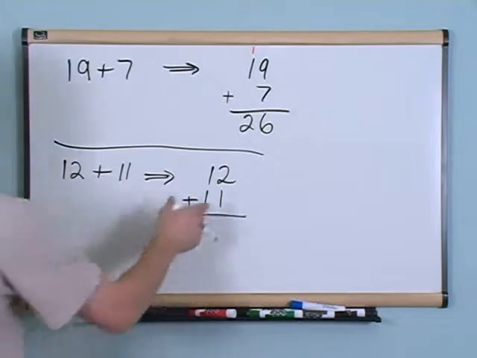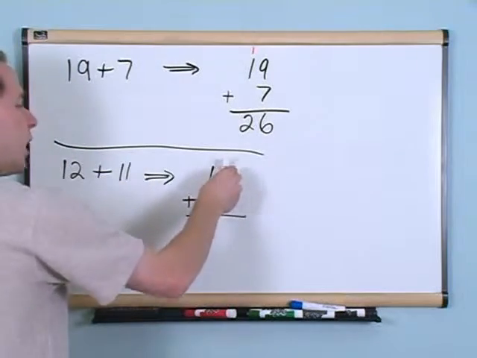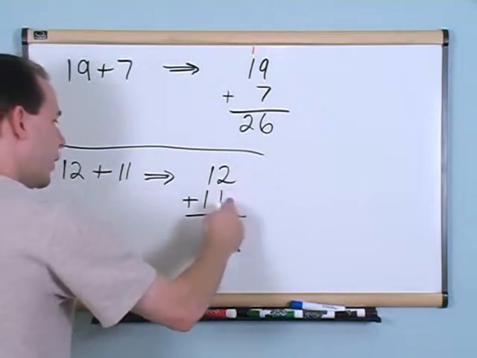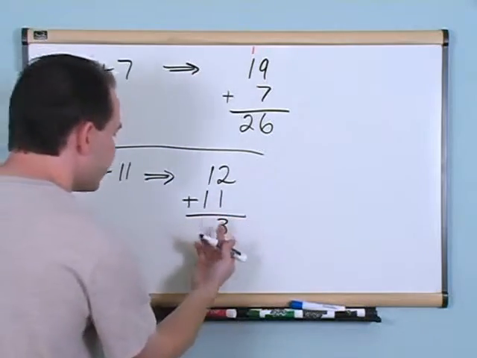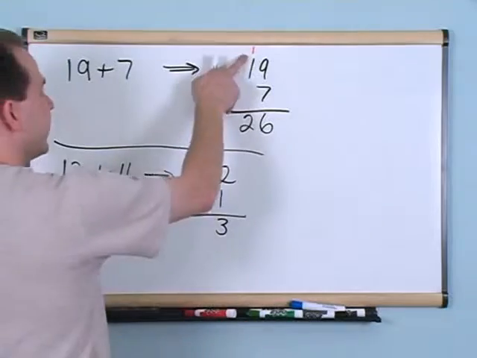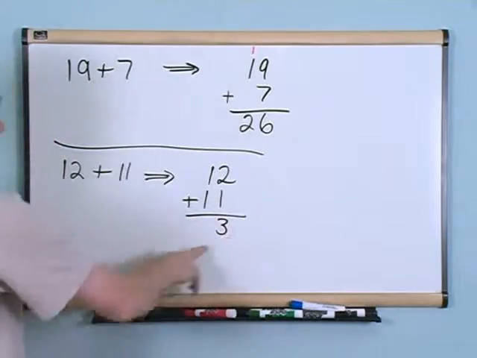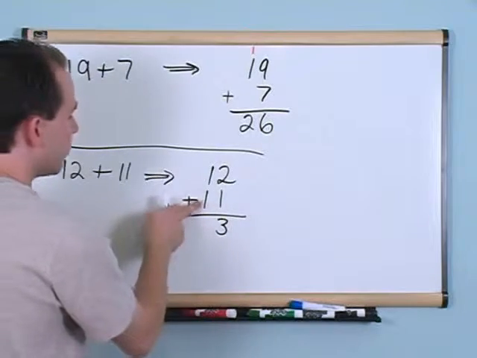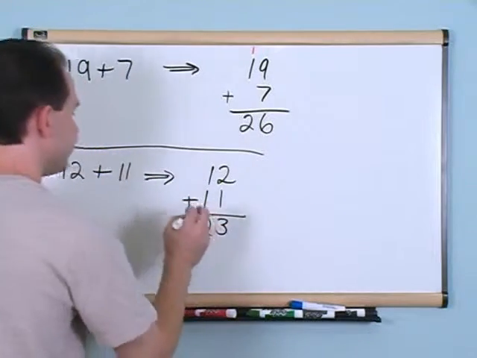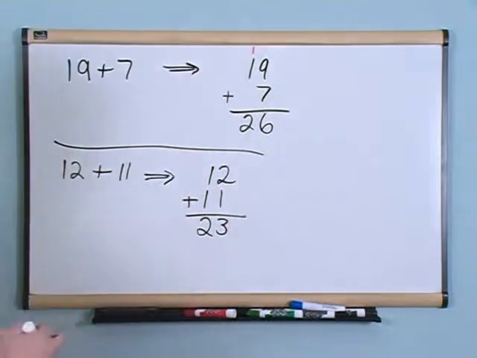Now how do I add this? Start in the right-hand column just like before. 2 plus 1 should give you 3. That's a single digit answer, so I just write it down. I don't have to do any of this business because it's just a single digit number. You're done with that column. Now move to the left. 1 plus 1 just gives you 2. So the answer is 23, okay?